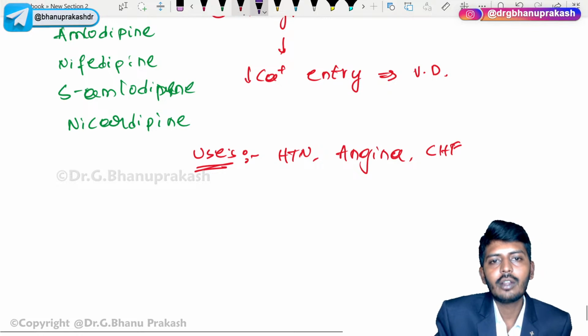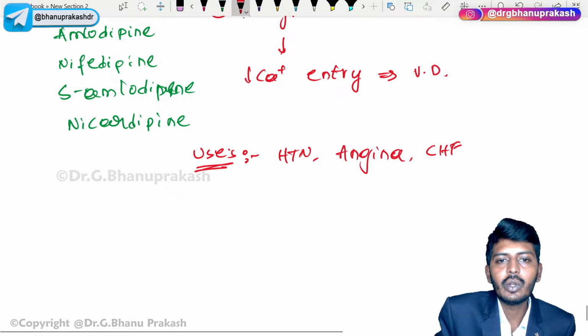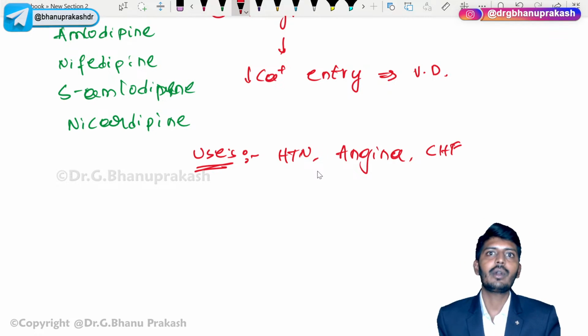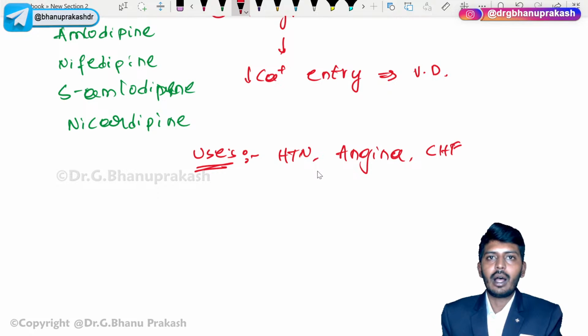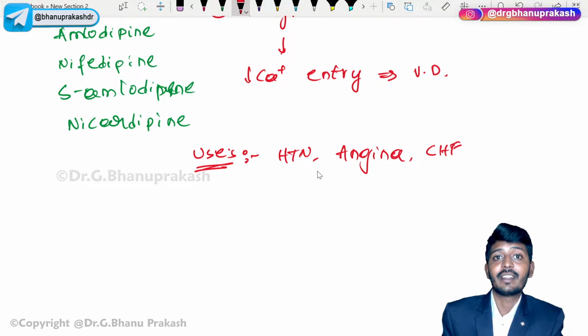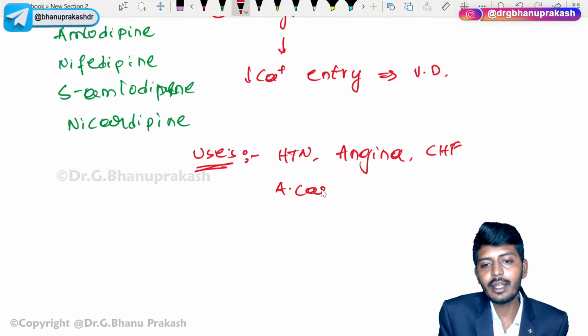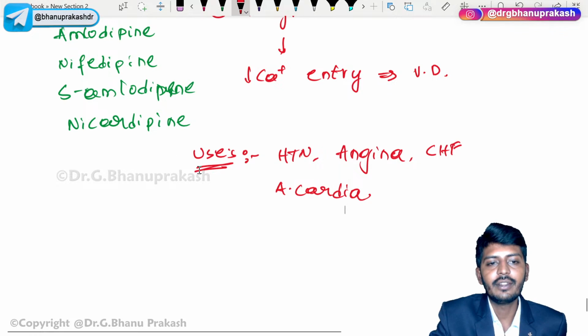Also, my dear students, these calcium channel blockers relax all the smooth muscle, not just the smooth muscles of the blood vessel but also smooth muscles in other places. So this can be used in achalasia cardia. So this is the story of calcium channel blockers.